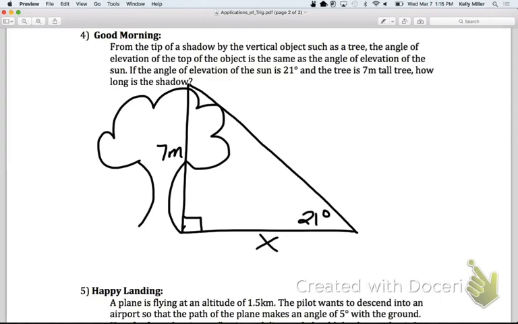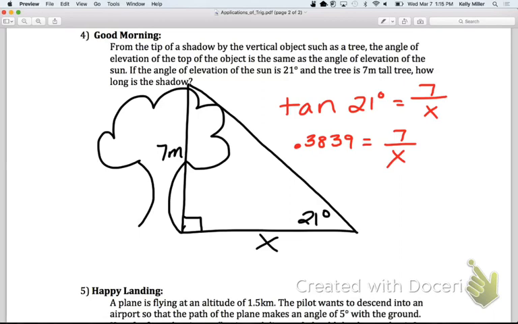All right, which trig function are we going to use? Tangent. Yep, hypotenuse is not in play, so that eliminates the sine and the cosine. So now it's going to be the tangent. So the tangent of 21 degrees is equal to 7 over x. So the tangent of 21, 4 decimal places, 0.3839 equals 7 over x. Put it over 1. That gets me 7 equals 0.3839x.